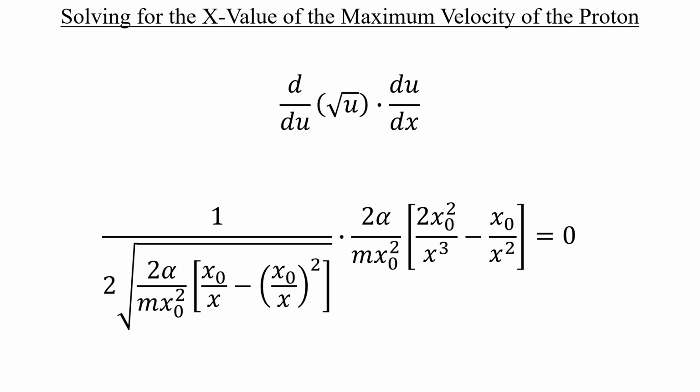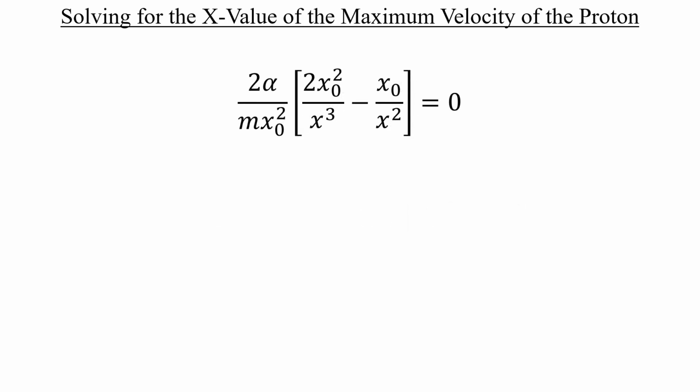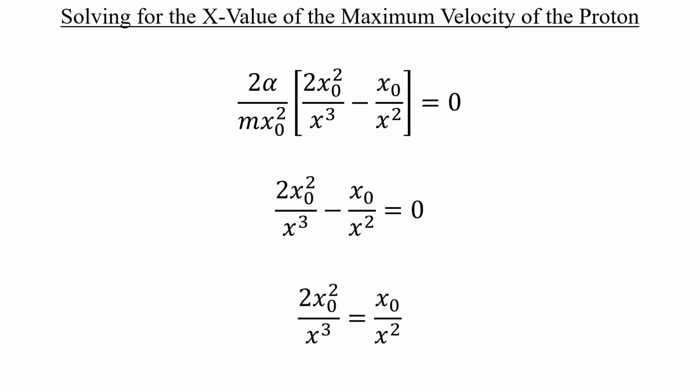Let's multiply both sides by everything in this first denominator here on the left, which will just leave us with this. Now we can divide both sides by 2 alpha and multiply both sides by m times x naught squared, and that will kill the coefficient and allow us to drop the square brackets. The second term gets moved over to the other side, and we're going to solve for x again, just like we did in part A.